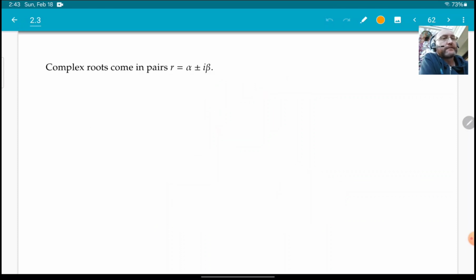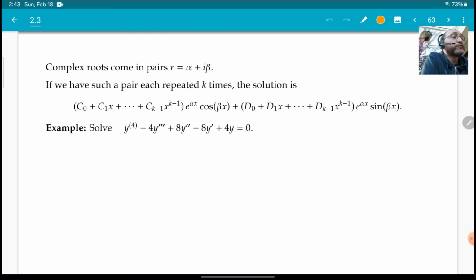All right. Now, we could also have complex roots. And complex roots, just like for quadratic, because we're starting with something real, will all come in pairs like this: some real part plus and minus some imaginary part. So whenever I have a complex root, I also have its conjugate. Now, if we have that, and it's repeated k times, then the part of the solution corresponding to that repeated root I could write like this.